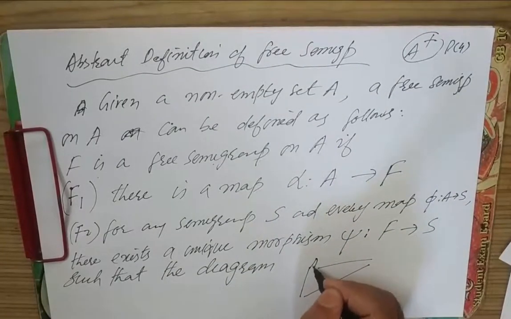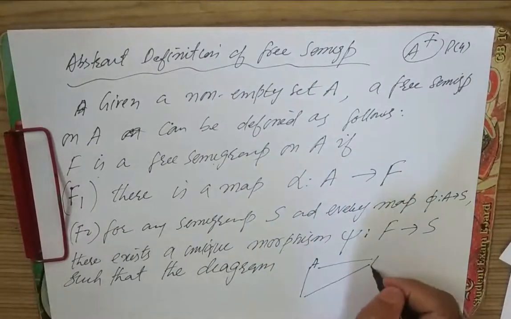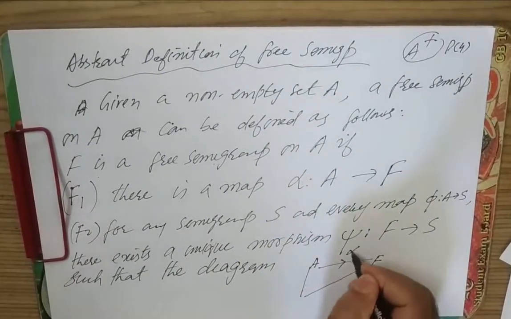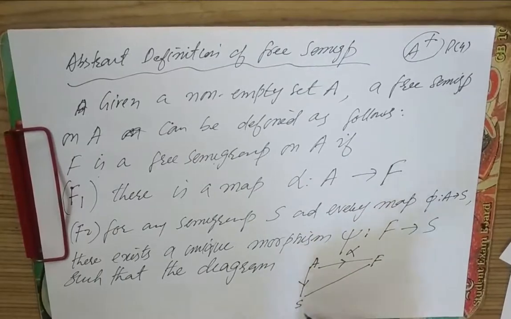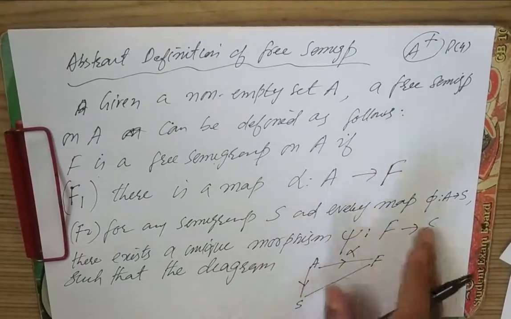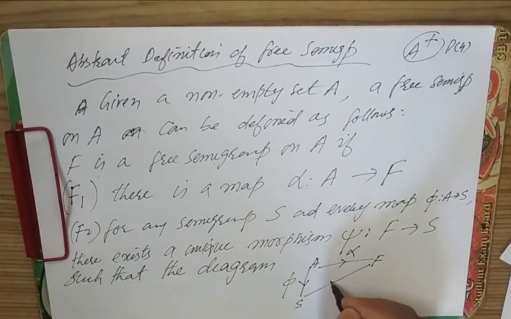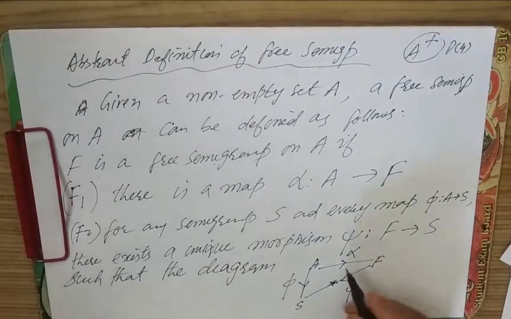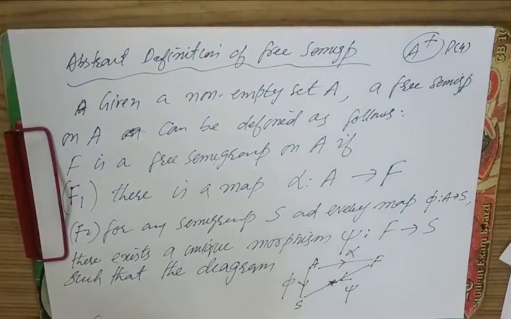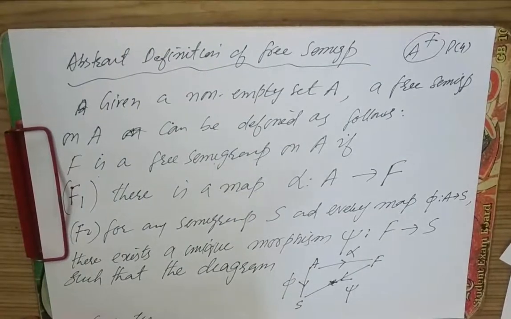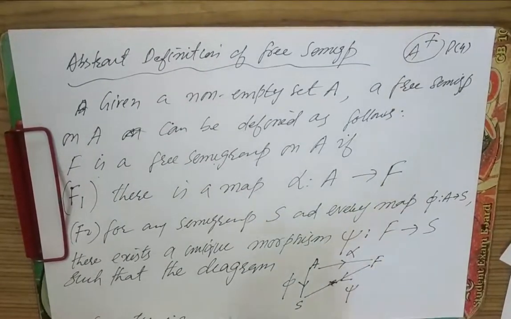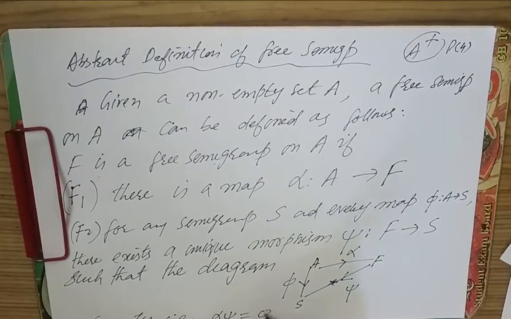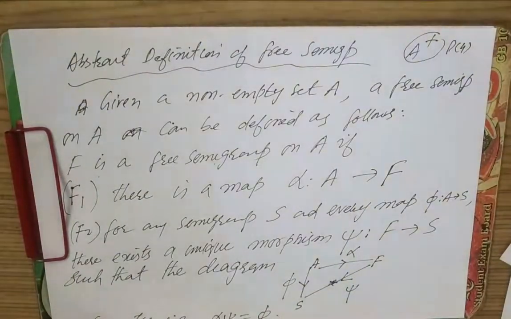This is the diagram. This is our generating set A. This is the free semigroup F, and here is alpha, and this is any other semigroup S. The map here is phi. Then there exists a map from F to S, denoted by psi, such that the diagram commutes. Diagram commutes means the composition alpha psi is equal to phi. So that's the abstract definition of a free semigroup.